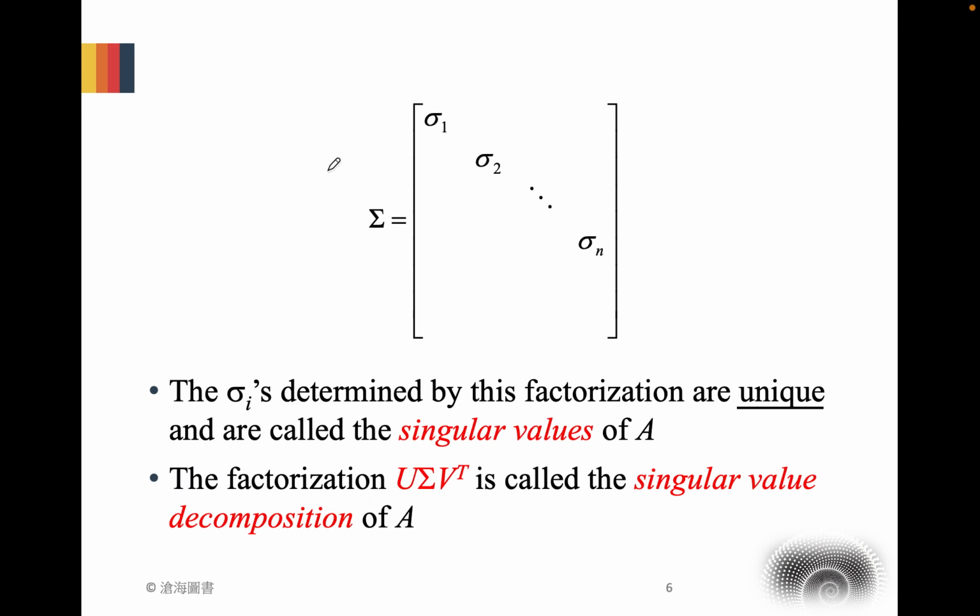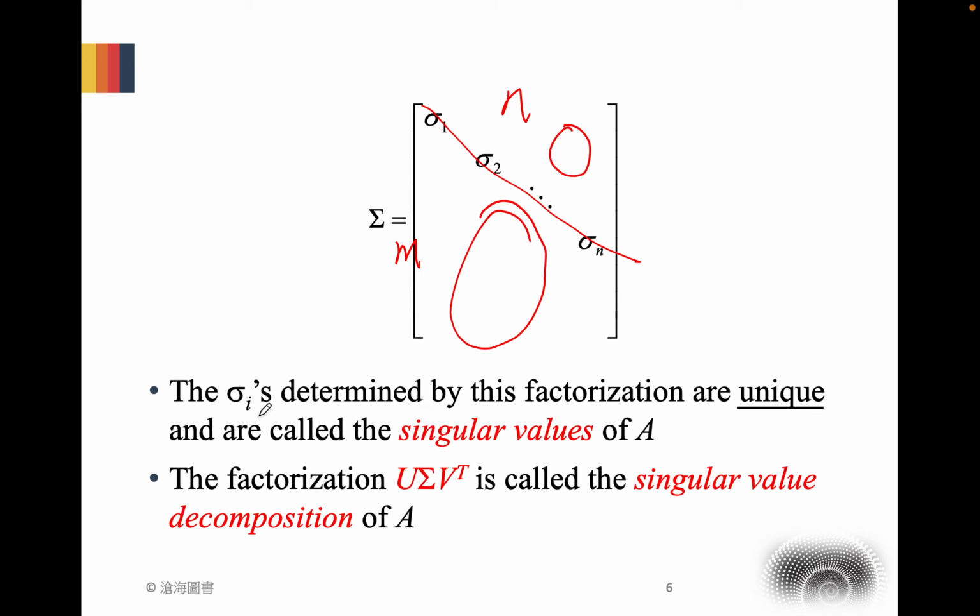So the sigma would look like this. It is an m by n matrix. Actually we cannot say it's a diagonal matrix; it's a matrix where the off-diagonal entries are all 0. So here are all 0. Okay, so we have sigma 1 to sigma n, which are larger or equal to 0.